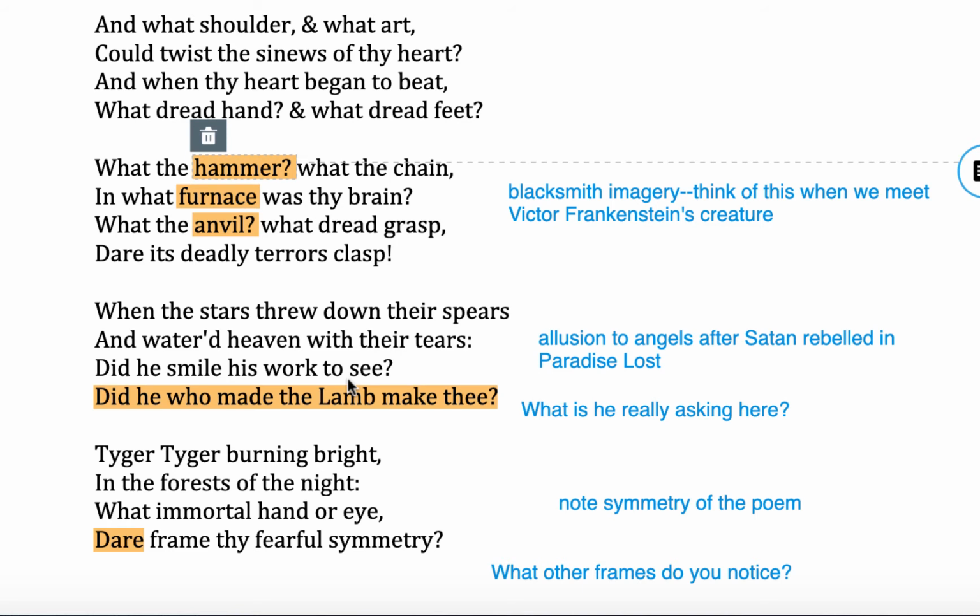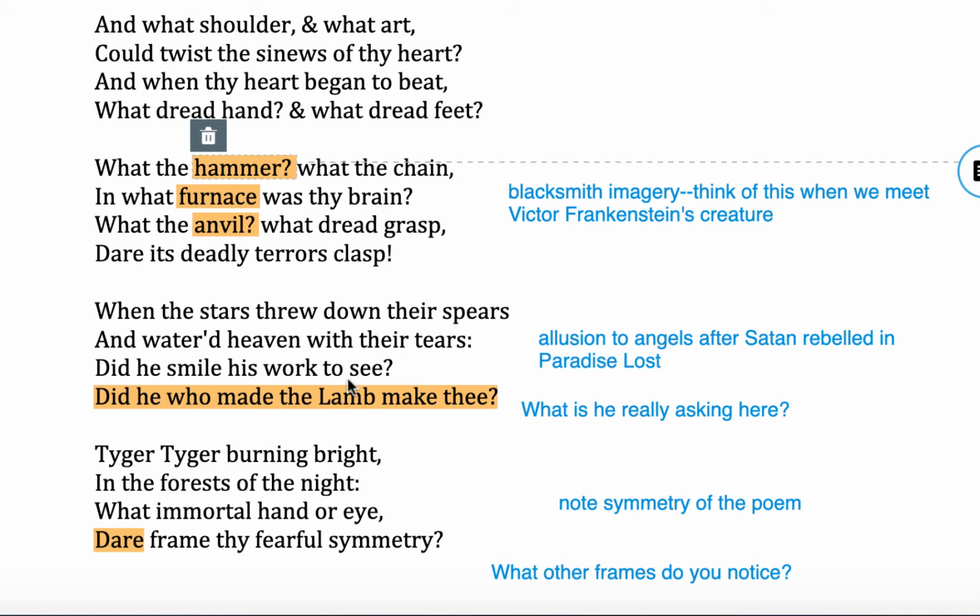hand, what dread feet. It's kind of ambiguous whose hands and whose feet are being referred to. There, you could make an argument either way, that it's the tiger's dreadful hands or that it is the creator, as the creator is trying to wrestle this tiger into existence.